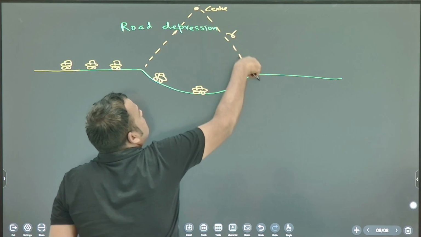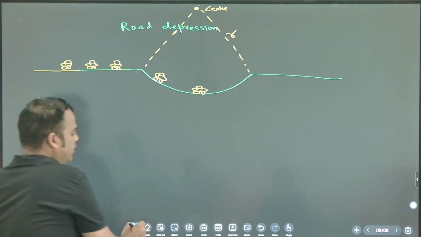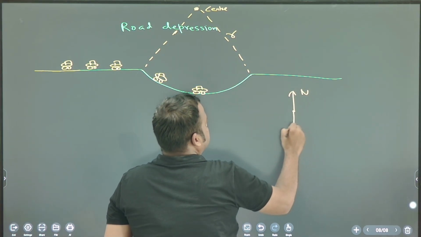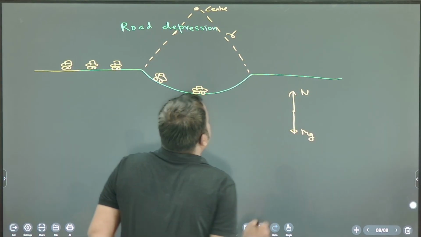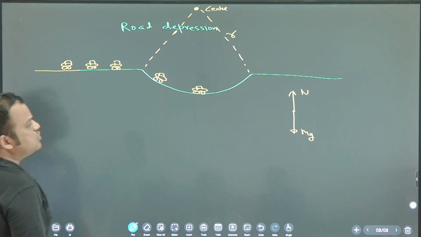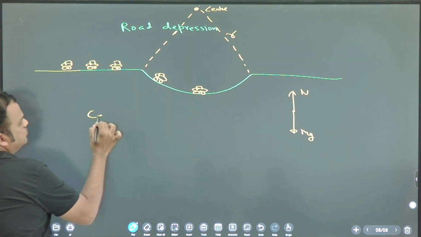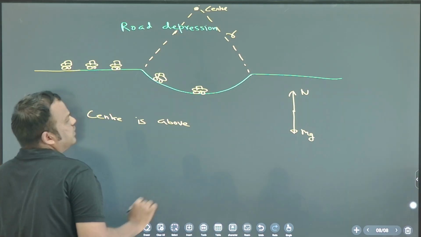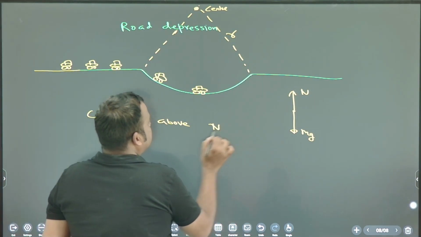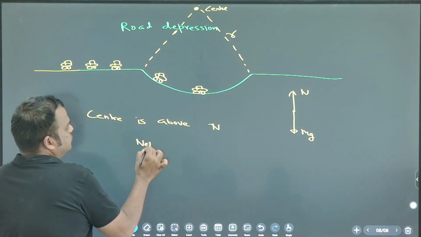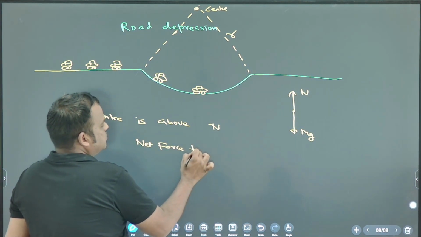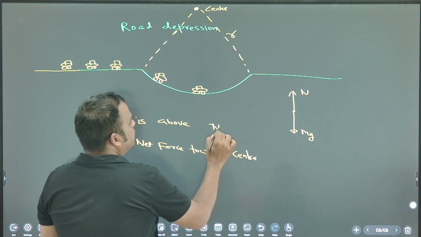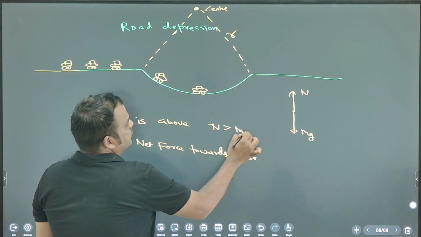This is the radius. Now the free body diagram. You know what the force upward is? Upward force, normal; downward force, mg. Now the center is above. So which force is greater, normal or mg? Normal is greater. The center is above. So what is the net force towards center? Net force towards center will be equal to N minus mg. Good.